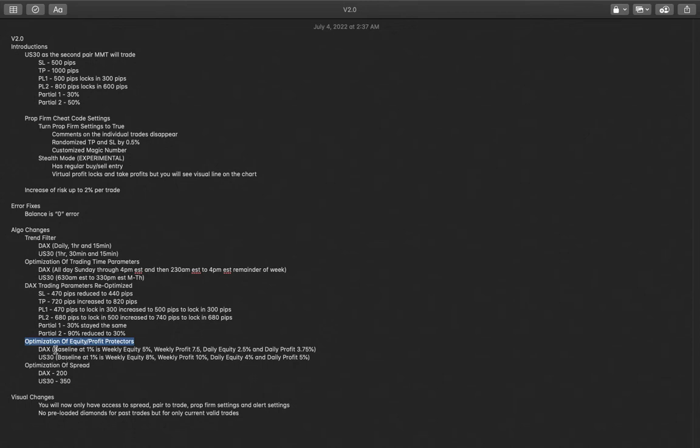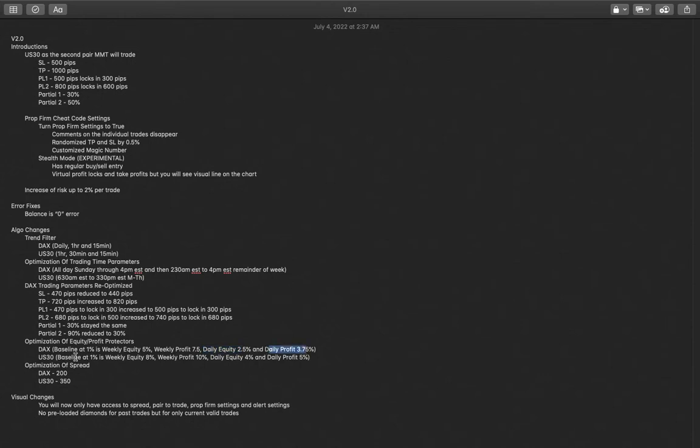For DAX, the baseline is at 1%. All right. So again, you can go up to 2%, but the baseline, we start off at 1% and we built the formula from there, and you'll see what I mean. So for DAX, weekly equity, 5%, weekly profit, 7.5, daily equity, 2.5, and daily profit, 3.75.